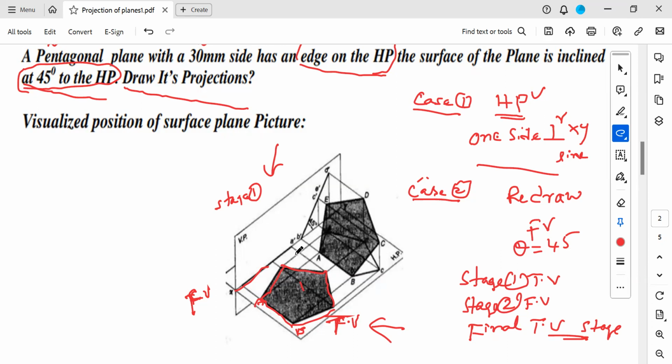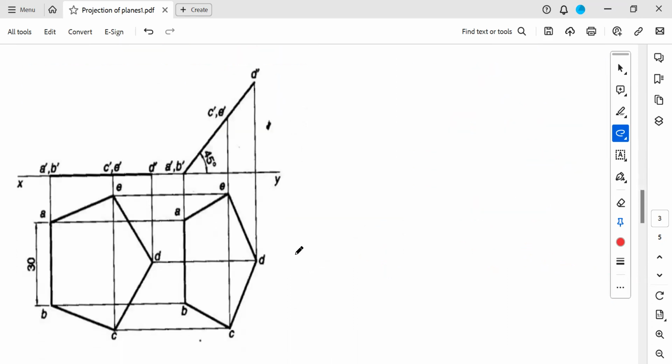If we look at the final solution, first we need to draw the pentagon, 30 mm. Here you draw a 72 degrees line. On this line you measure 30 mm, you will get this point. Similarly from B also you draw a 72 degrees line. On this line you measure 30 mm, you will get point C. Next, with C as the center.